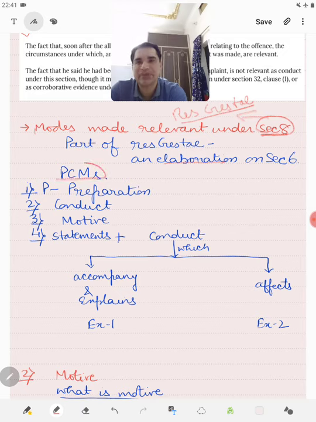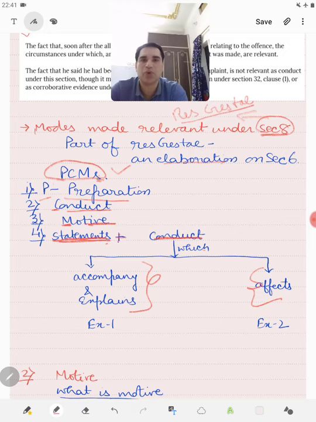Now, what are those things about which it makes an elaboration? To remember it, I have made an acronym, as I have told, PCM, physics, chemistry, mathematics, which is the combination of subjects generally taken by medical students after 10 plus 2. So P stands for preparation, C stands for conduct, M stands for motive, and S stands for statement. But statement alone will not be relevant. What is relevant is statement along with the conduct which accompanies or explains it or which affects it.